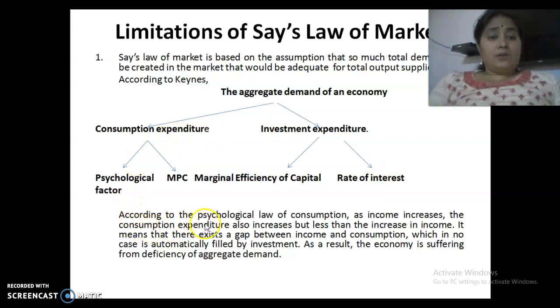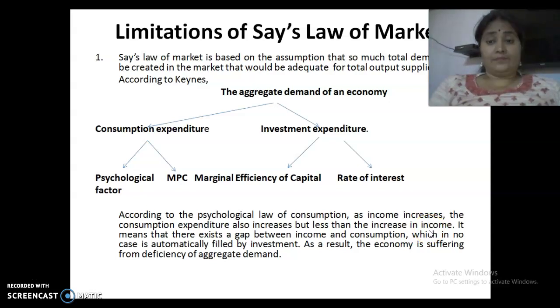According to the psychological law of consumption, as income increases, the consumption expenditure also increases, but less than the increase in income. It means that there exists a gap between income and consumption, which in no case is automatically filled by investment. As a result, the economy is suffering from deficiency of aggregate demand.